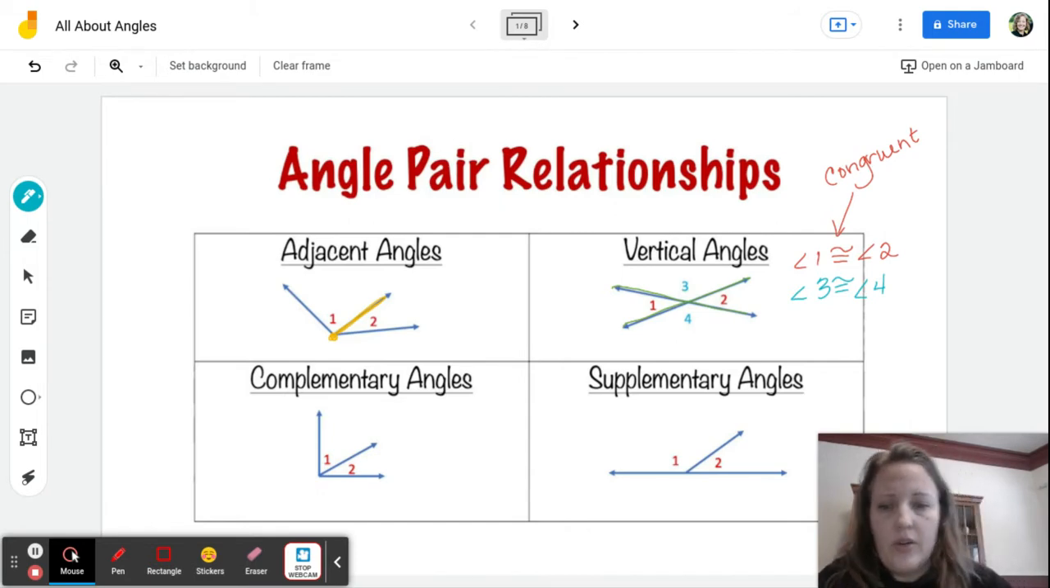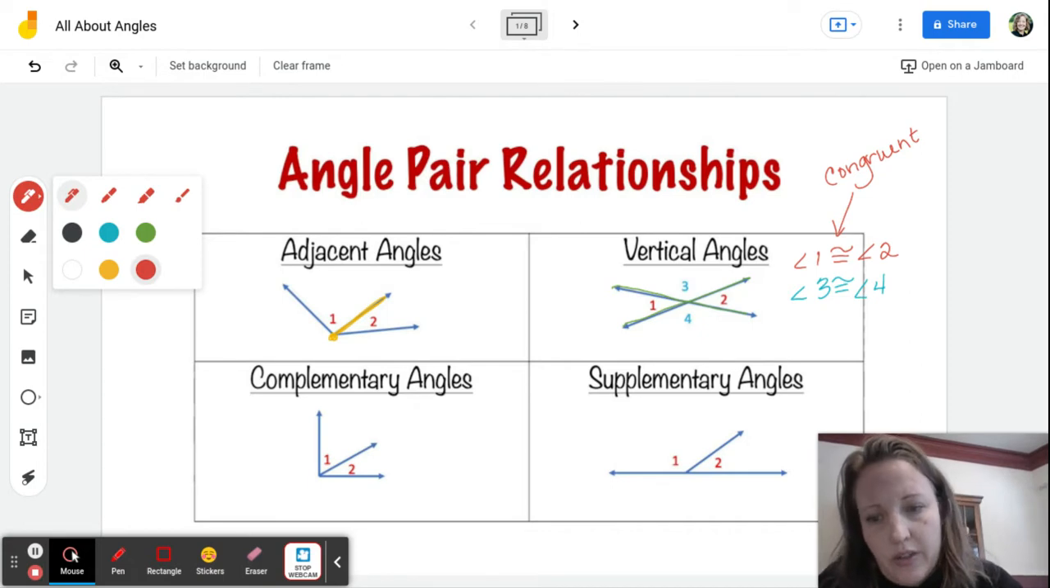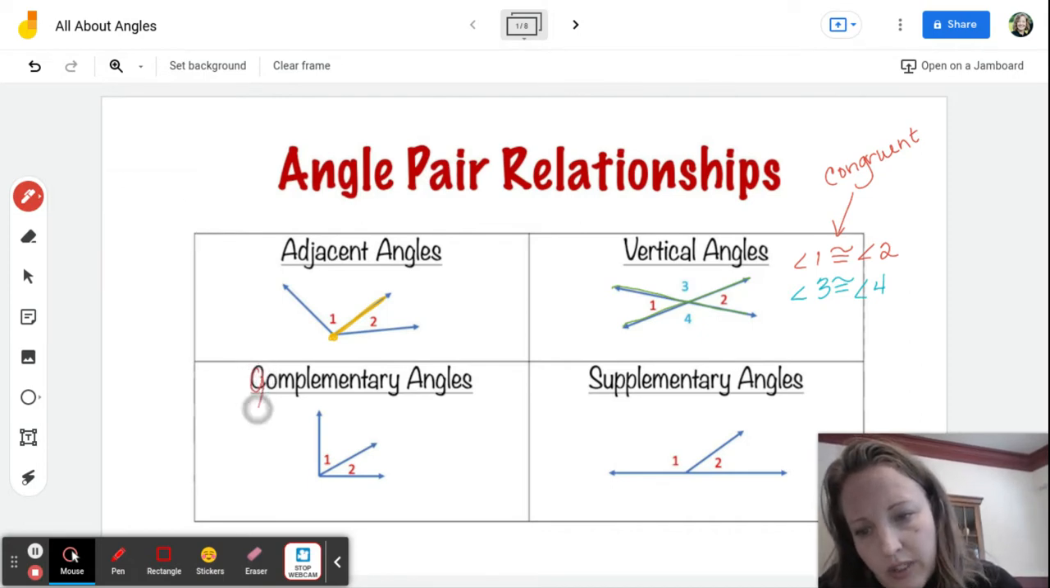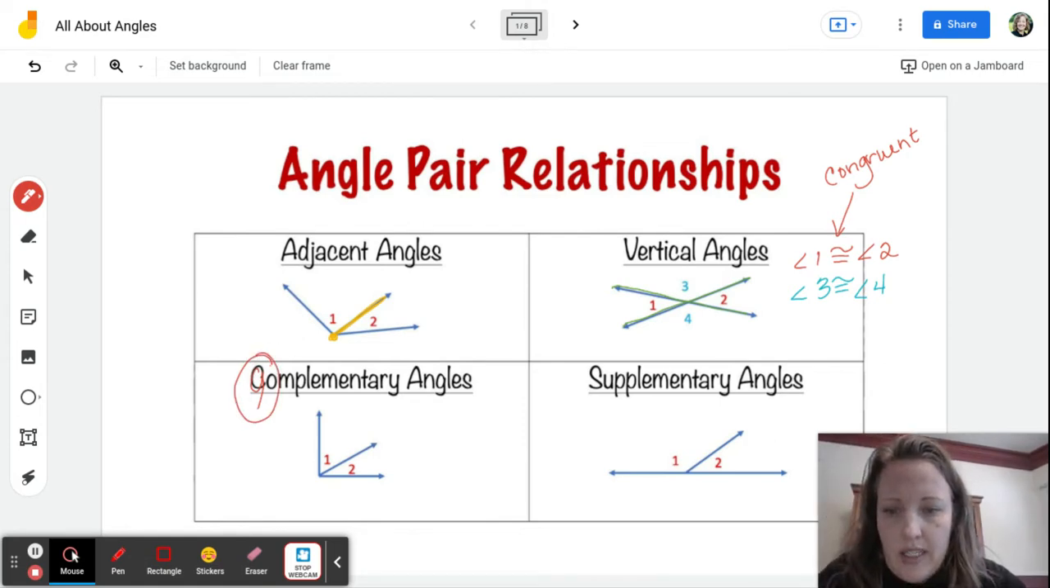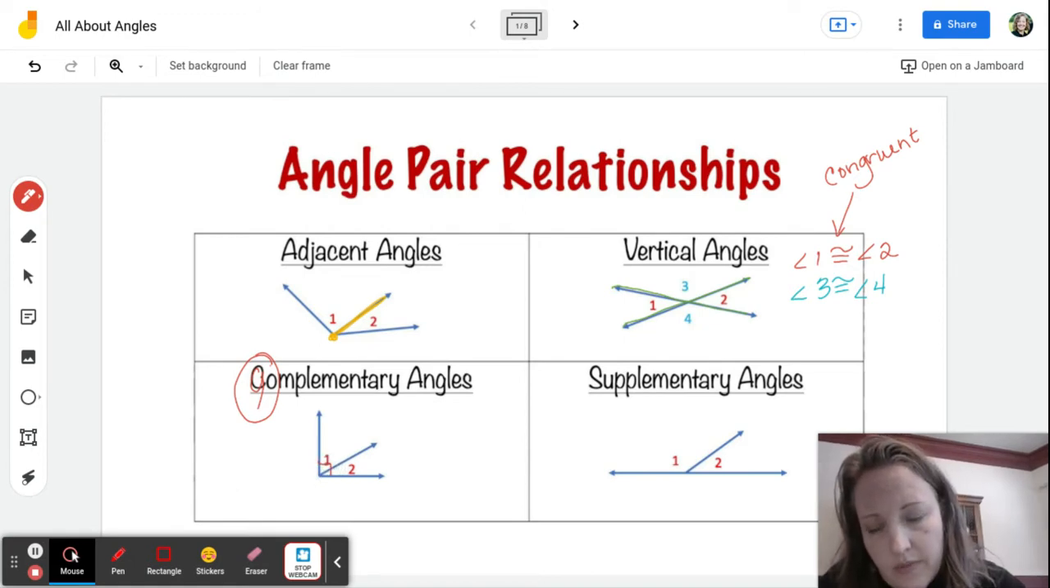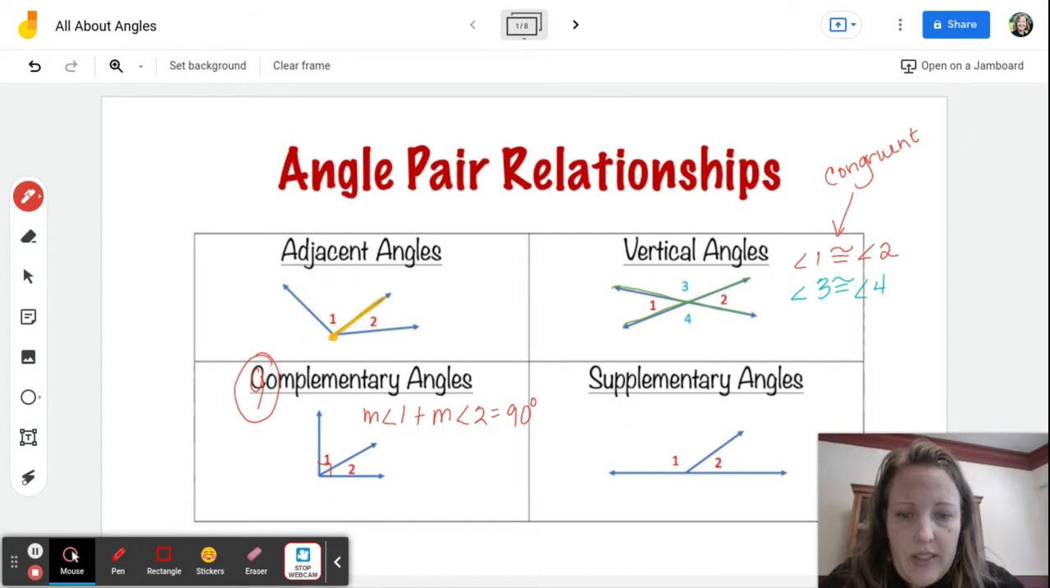All right. So going back down here to complementary angles, I think in class I showed you how you can turn that C into a 9 and you make the number 90. So complementary angles are two angles whose sum is 90 degrees or a right angle. Okay, so the measure of angle 1 plus the measure of angle 2 is equal to 90 degrees. Okay, because they are complementary.